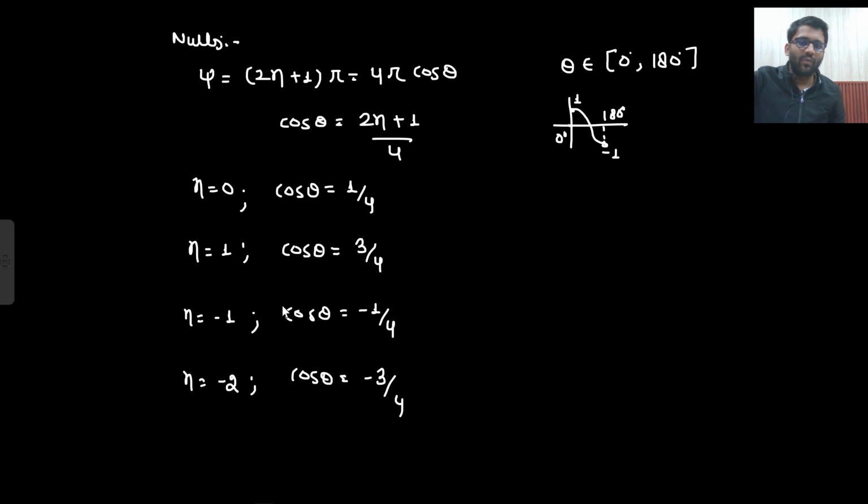Cos theta equals 3 by 4 will be there between 0 to 180 degree. Cos theta equals minus 1 by 4 will also be there. And cos theta equals minus 3 by 4 will also be there. So all these values are acceptable.